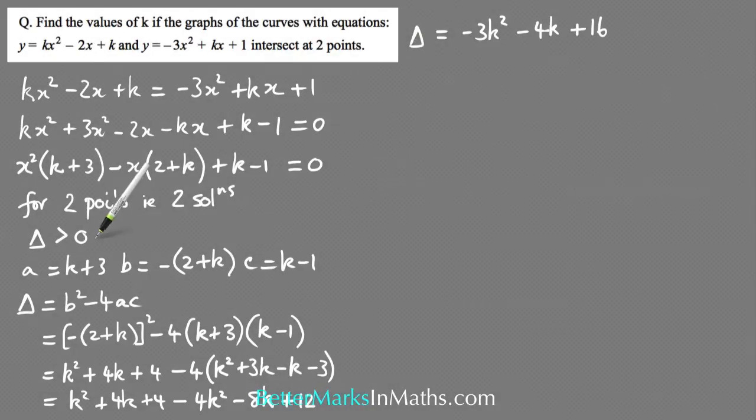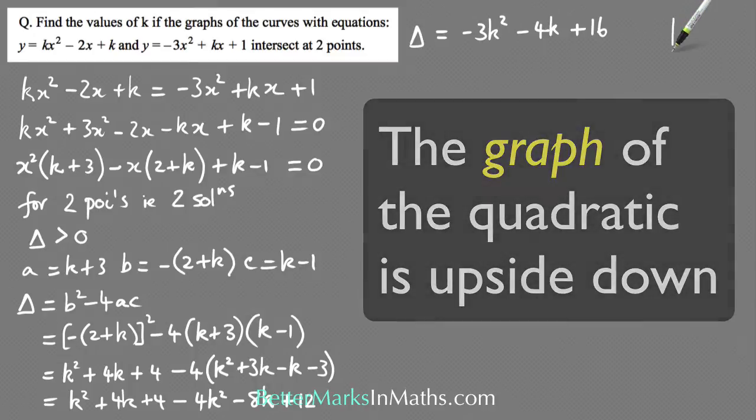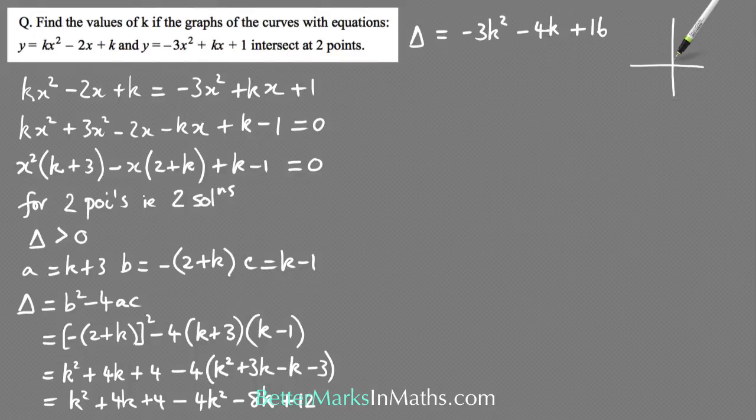To figure out the values of k for which delta is greater than 0, you now have another quadratic. And it's upside down because of this minus 3. So you've really got something like this. And the other thing about this equation, it's got a y-intercept or a delta-intercept of 16. So that means the graph's going to actually do something like that. And this value here is 16.